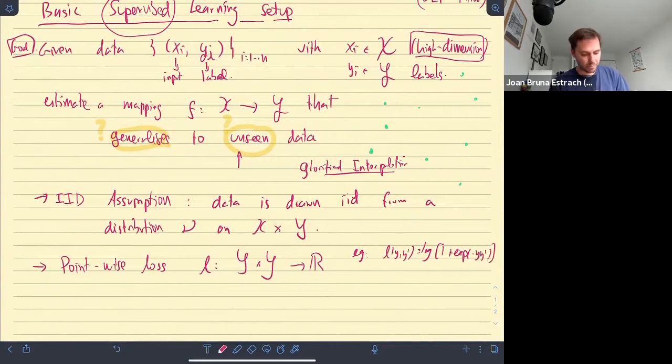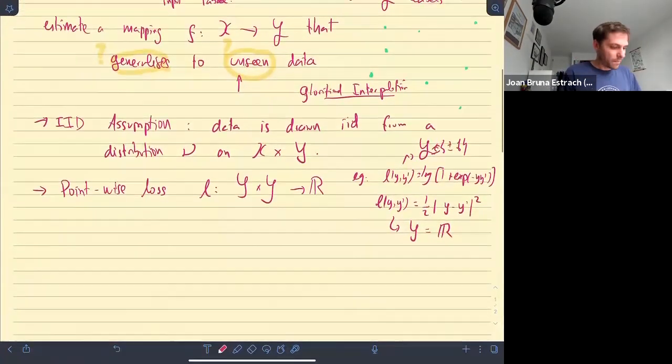Or we can think in terms of the square loss if we are thinking about regression. Okay, so in the case of regression, here, this space of labels can be plus minus one. And here you can think that y is just R, right? If we are thinking about regression.